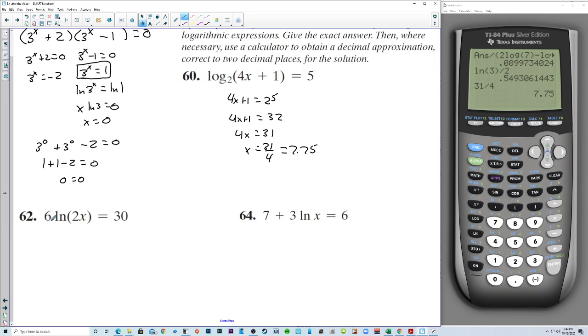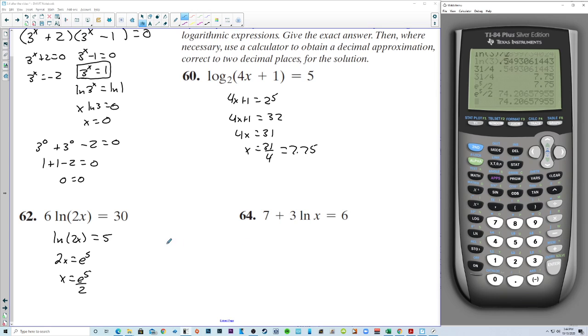On this one, let's divide by 6 first. So we have natural log of 2x is equal to 5. Remember, logs always equal the exponent, so e to the 5th equals 2x. So 2x is e to the 5th. X is e to the 5th over 2. So we have e to the 5th, and we're going to divide that by 2. So 74.21 rounded.